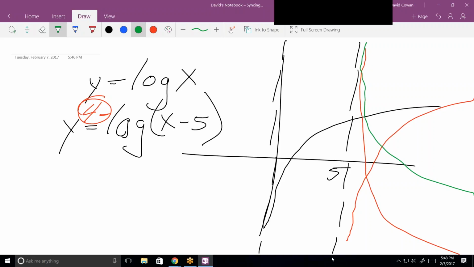If there was a horizontal shift, notice the horizontal shift did affect the vertical asymptotes. And that makes sense. It should.